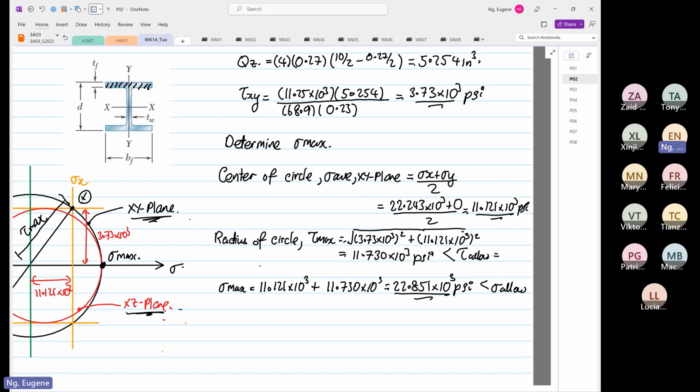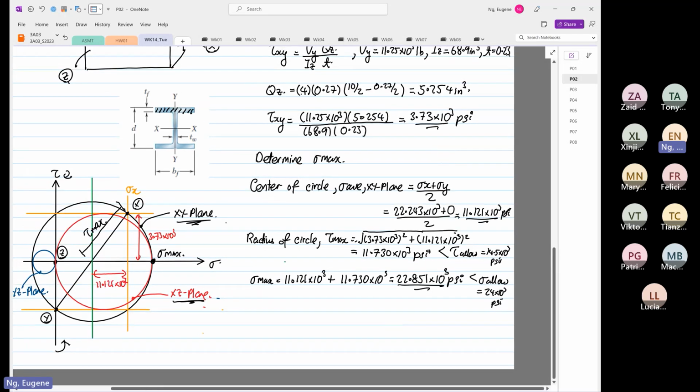And the shear allowable in the question is given as 14.5, and this one is 24, both in psi. So this is a very good question, especially now you know about your 3D Mohr's circle.